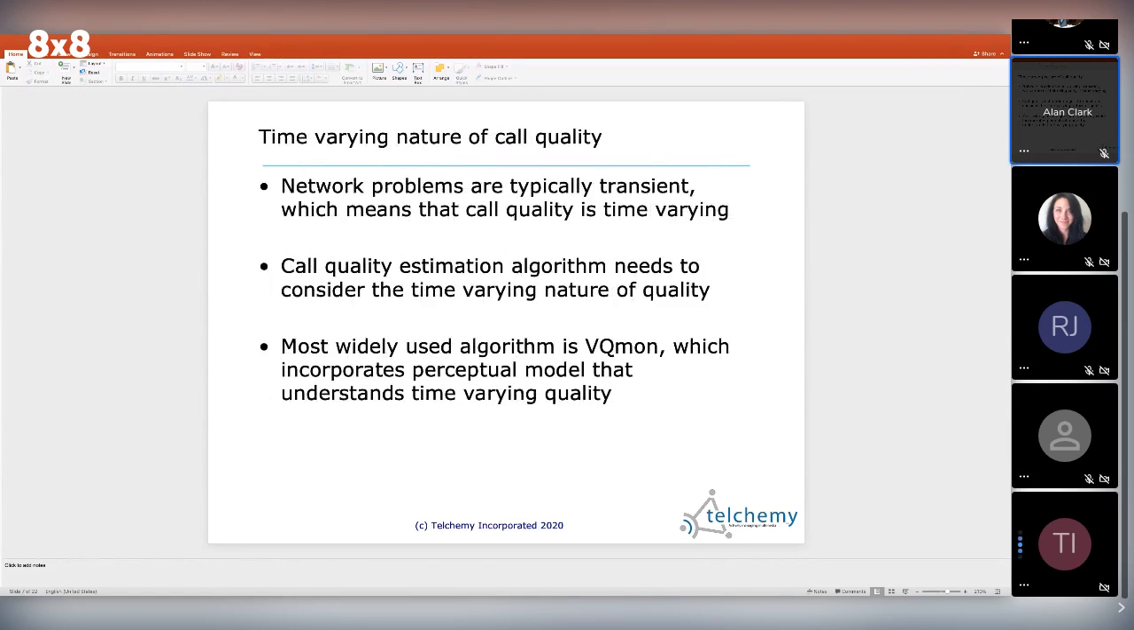Now, one key thing to note is that network problems are typically transient. You're dealing with IP networks with routers and switches and traffic going in different directions, and so the impairments that affect voice traffic going through the network are typically time varying. The net result of that is that call quality itself is time varying, which means that the call quality estimation algorithm, which is the algorithm that takes all of those individual factors and produces the MOS score, needs to consider the time varying nature of quality. The most widely used algorithm that does that is VQMOD, which incorporates a perceptual model that understands time varying quality.